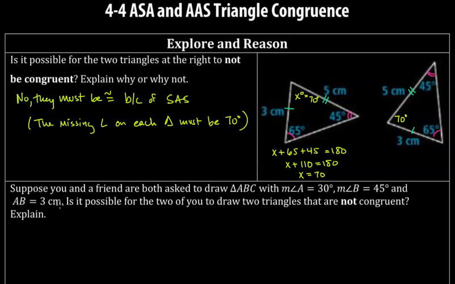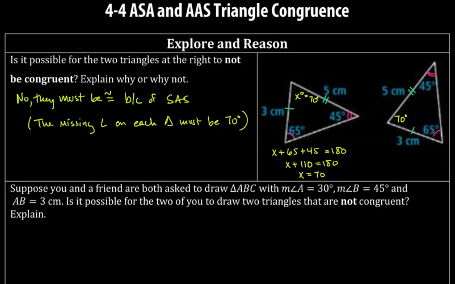Now next I have another kind of a thought experiment. Suppose you and a friend are both asked to draw triangle ABC with the measure of angle A equaling 30 degrees, angle B being 45 degrees, and the distance from A to B being 3 centimeters. Is it possible for the 2 of you to draw 2 triangles that are not congruent? And explain. Well, let's just draw this out, right?